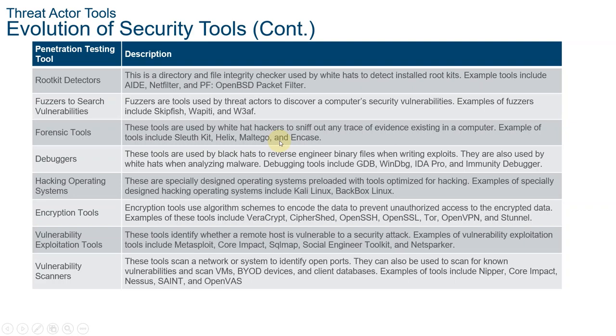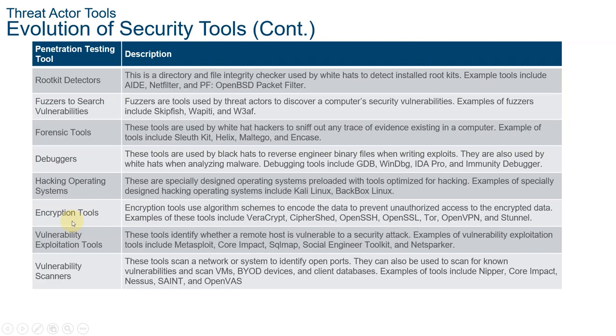Debugger tools, or debugger penetration tools, are also available. These tools are used by black hat hackers to reverse engineer binary files when writing exploits. They are also used by white hats when analyzing malware. Debugging tools include GDB, WinDbg, IDA Pro, and Immunity Debugger. Then hacking operating systems: these are specially designed operating systems preloaded with tools optimized for hacking. Examples include Kali Linux and BlackBox Linux.